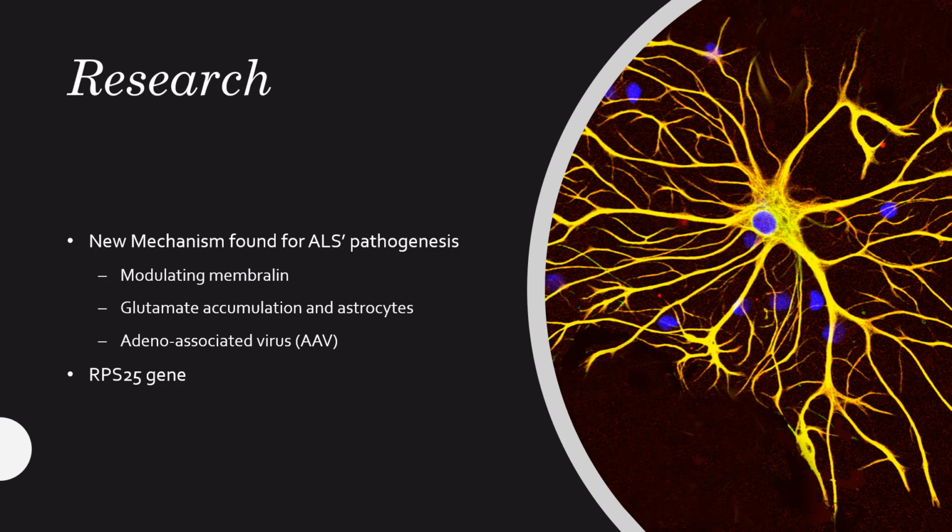So with research for ALS, there has been a protein called membrelin that was discovered in 2002, and that protein is linked to endoplasmic reticulum associated degradation systems in our CNS.